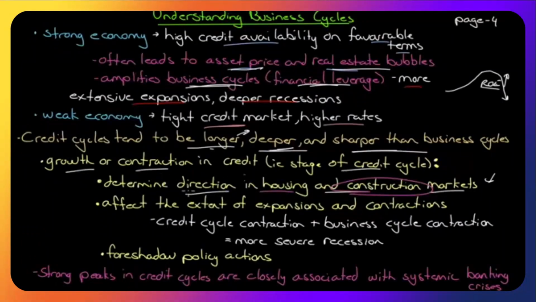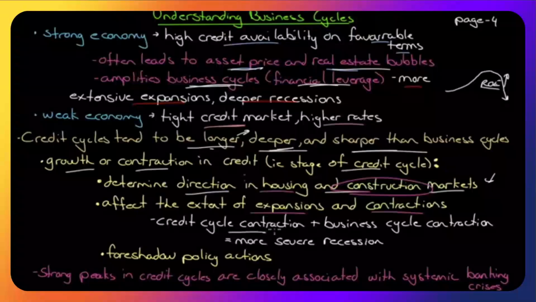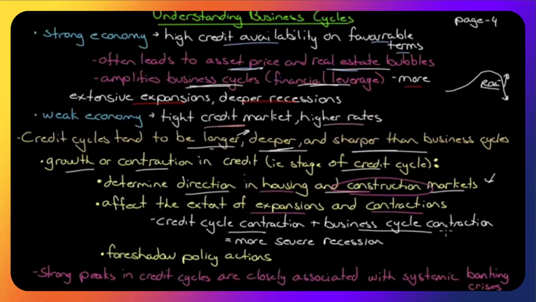Growth or contraction in credit affect the extent of expansions and contractions. We've already mentioned that. A credit cycle contraction happening with a business cycle contraction will lead to a more severe recession. You can think of 1990, 1991. You can also think of 2007, 2008. And of course, growth in credit foreshadows policy action. Same with contraction in credit.